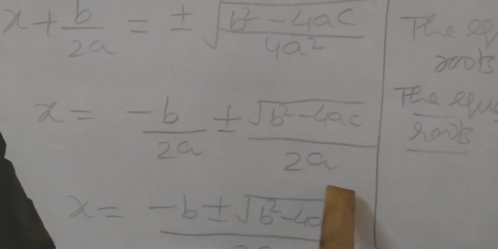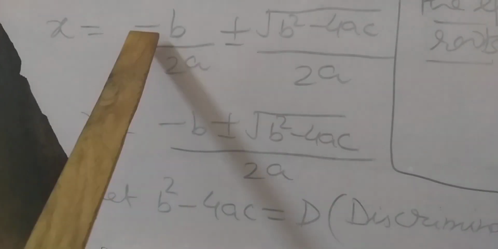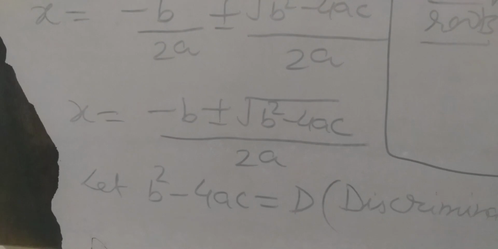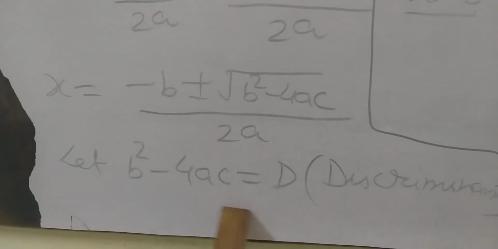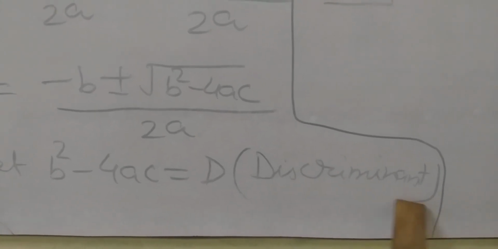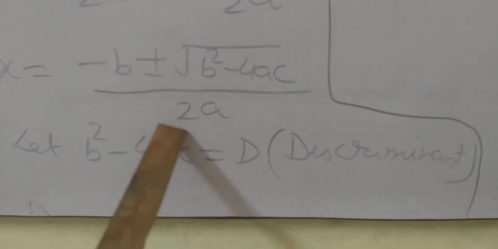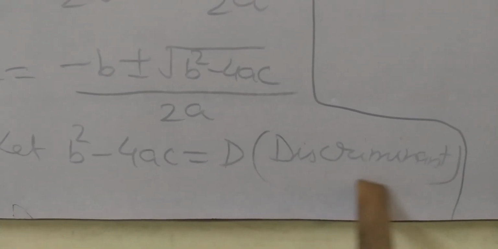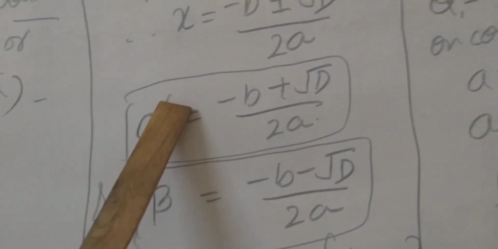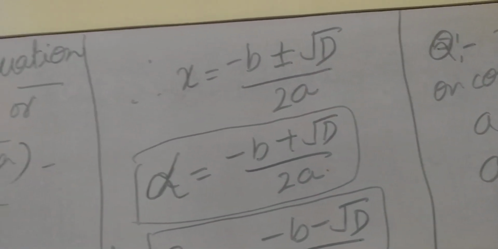Now students, we can take LCM. LCM is 2a. 2a cancel, minus b as it is, plus minus root b square minus 4ac. Let b square minus 4ac equal to D. D is known as the discriminant, students. So b square minus 4ac is known as the discriminant. So it will become x equals minus b plus minus root D upon 2a.